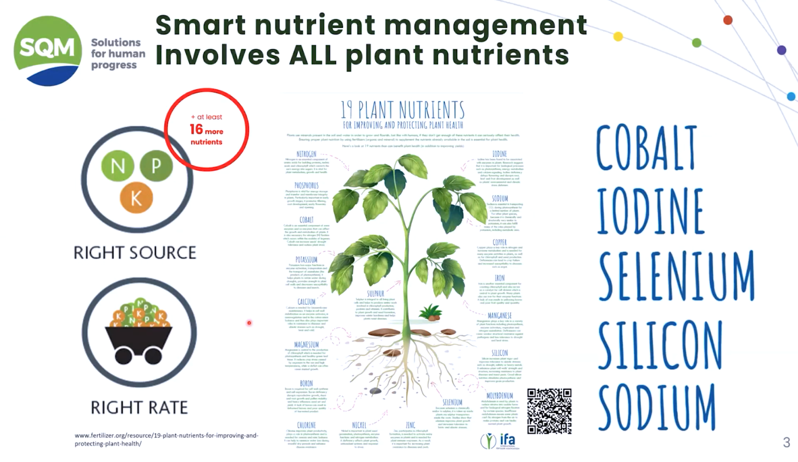Well, to jump forward a bit, yes, the research which we have done showed that iodine has a role in plants, which is now also acknowledged by the International Fertilizer Association. SQM is a supporter of smart nutrient management, which involves all plant nutrients. So not just NPK, as is here in the picture of the 4R strategy, but there's at least 16 more nutrients which should be taken into account when you look at the plant for optimal plant nutrition. And of course, also for these micronutrients, it's important that you apply them at the right source, the right rate, the right timing, and the right placement, as we do for all other nutrients.